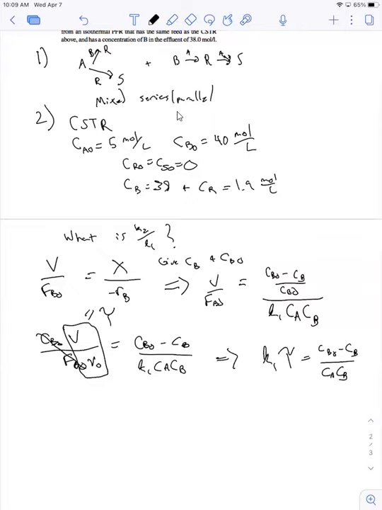So wait, what was the substitution that you made? Okay, so for tau, it's just CB naught over FB naught, that equals your volumetric flow rate, and then V, volume over your volumetric flow rate, equals tau, your time constant. Does that make sense? And then I just moved the K1 over to this side.